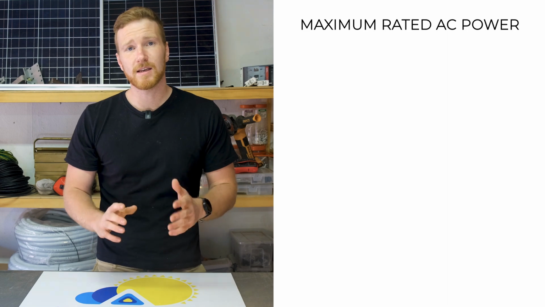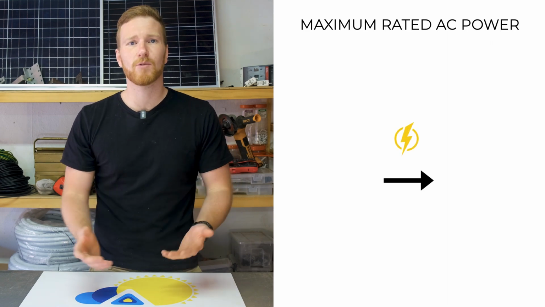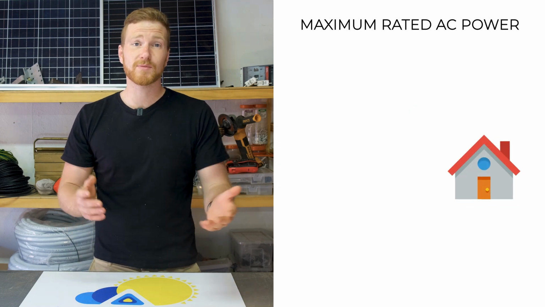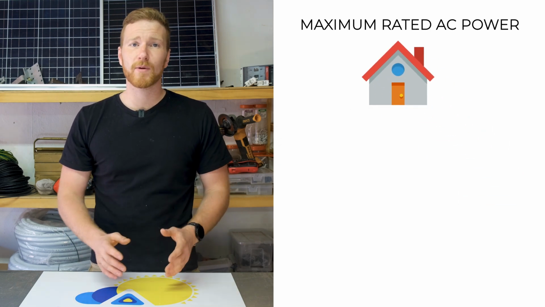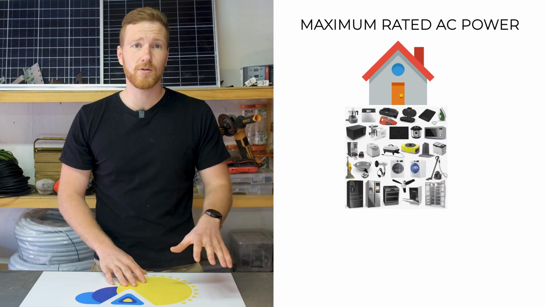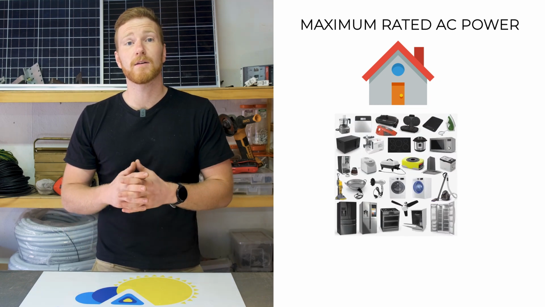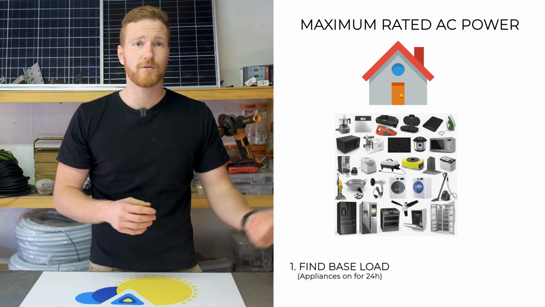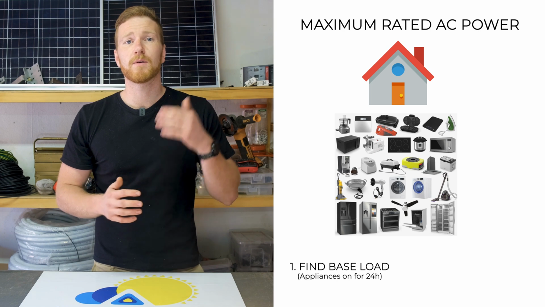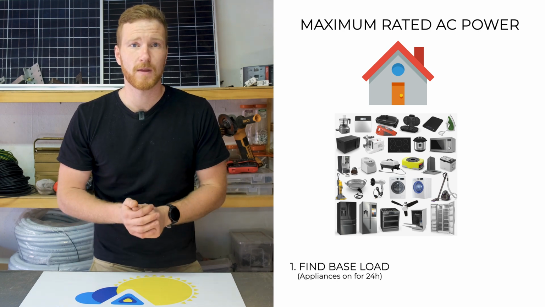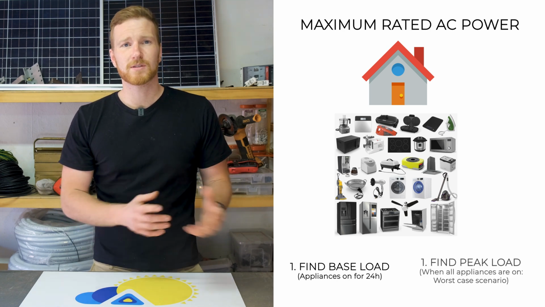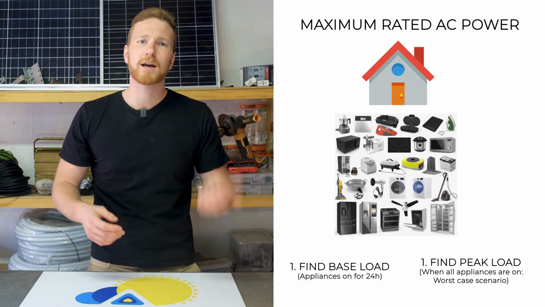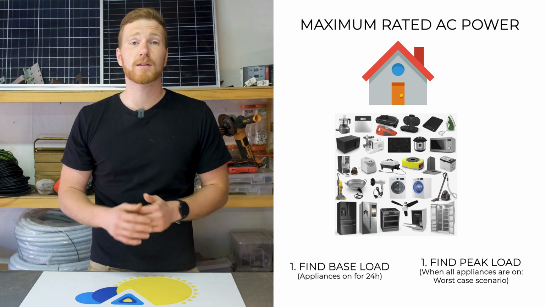The max AC rated power. This is the maximum power your inverter can supply to your electrical load. To estimate this, find the sum of all the power ratings of the appliances in your load, in your home, and also find your base load of all the appliances that will be on for 24 hours, like your fridges, Wi-Fi and security fences. Then find your peak load scenario where all of your appliances are on. For example, at dinner time when your microwave, kettle, toaster are all on at the same time.